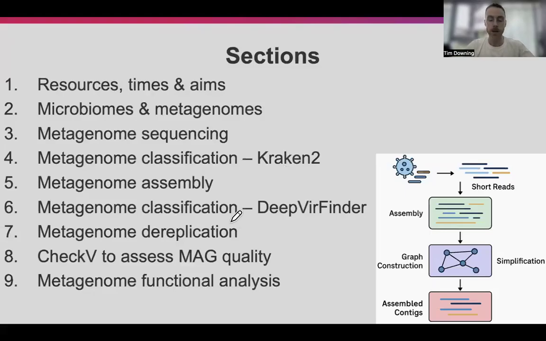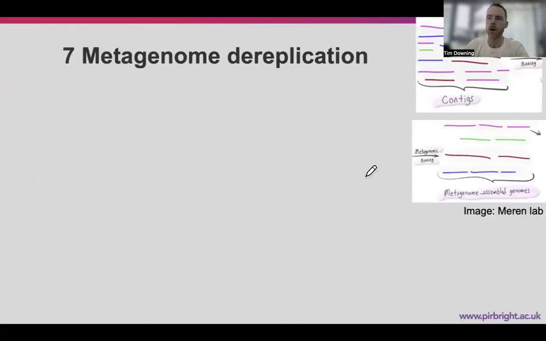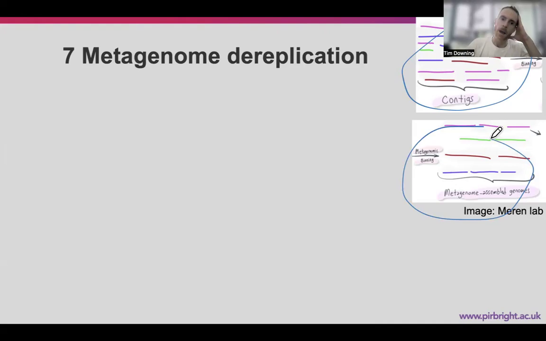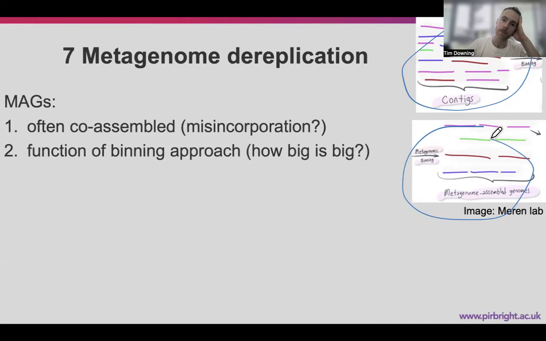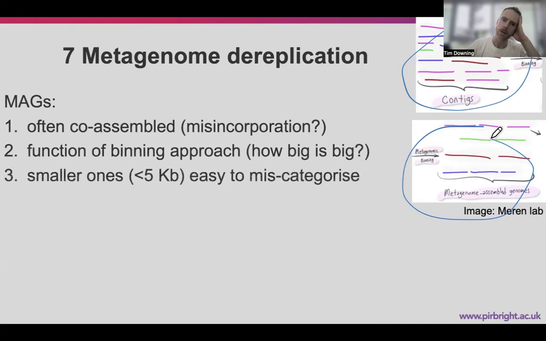So, welcome to video 6 on G08, where we're going to talk about metagenome dereplication. This is a particular problem where we have a lot of contigs and a lot of MAGs that are generated from our metagenome assemblies. And in this case, it's an issue where we have co-assembled it together and we're trying to bin them appropriately.